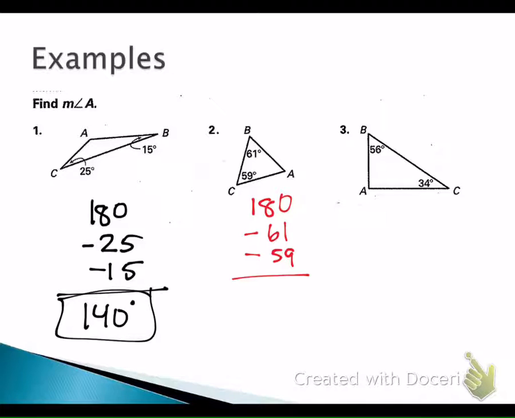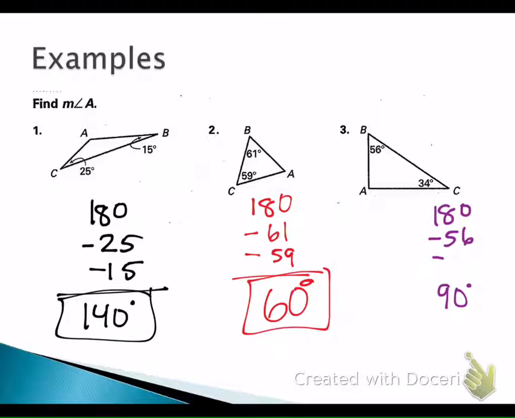Anybody know? 60 degrees. Good. All right, you try the third one. All right, anybody have it? That is correct. So we're going to do 180 minus 56 minus 34. See if you get 90.